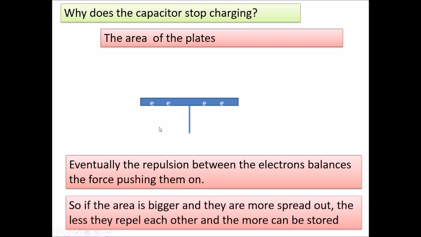And if I increase the area of the plates, these electrons will be more spread out, so I'll be able to put more electrons on before the force of repulsion between the electrons stops any more getting onto the plates. So the bigger the area of the plates, the more charge can be stored at the same potential difference, i.e. the bigger the capacitance. Okay, I haven't gone to show that it's proportional, but you can see certainly, hopefully, that if you increase the area, you will increase the capacitance.